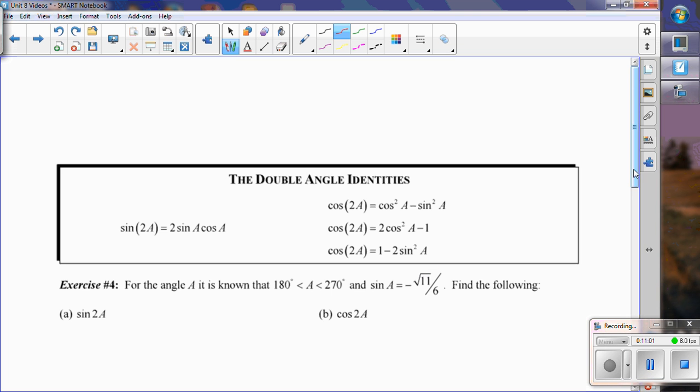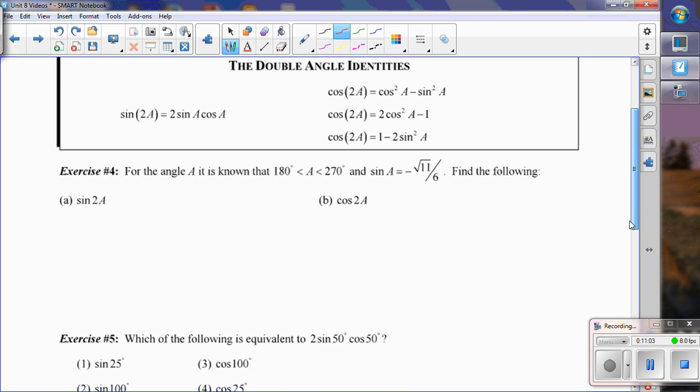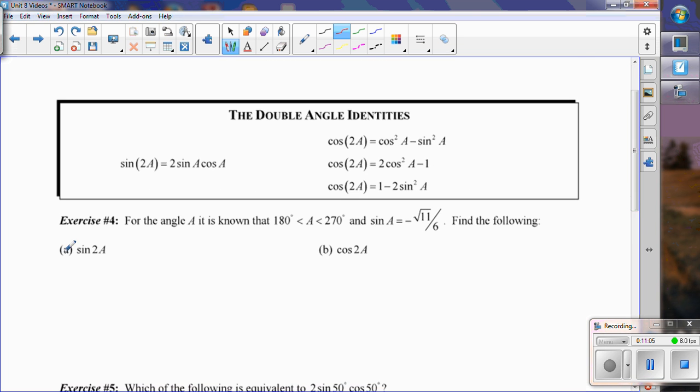Here are the double angle formulas again. We're going to go through the same idea. We know that the actual angle A is in quadrant 3. That's given here, quadrant 3. And then we are given that the sine of our angle is negative √11/6. So now we have to find cosine. Before we proceed for any of these, whenever you have a sine given, you should always set up your triangle and find the third side.